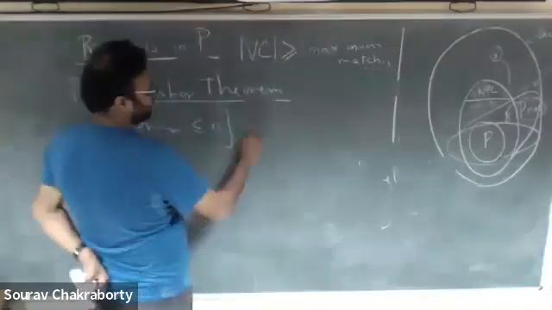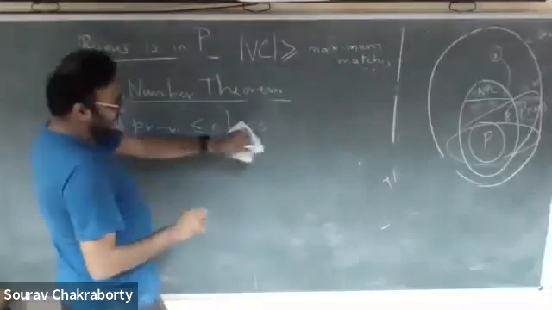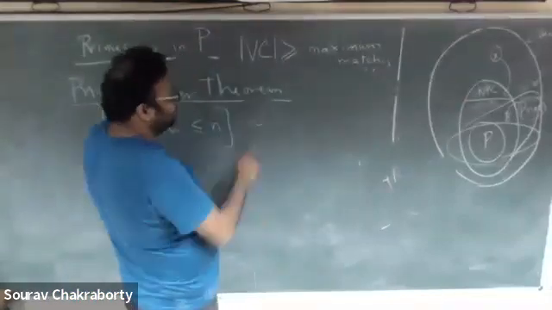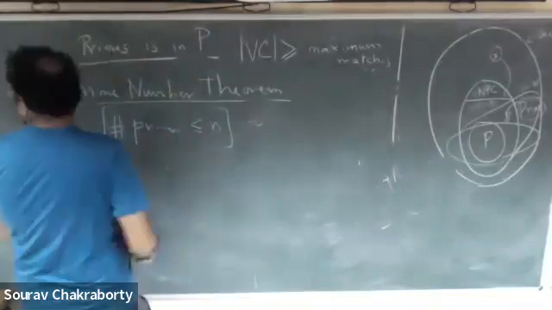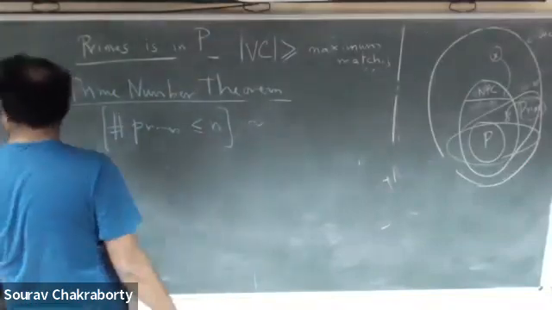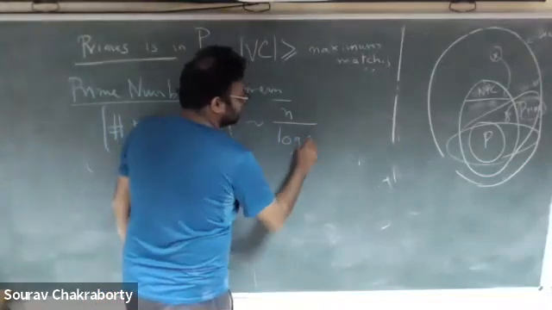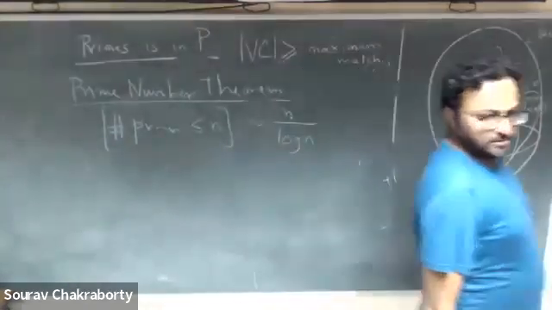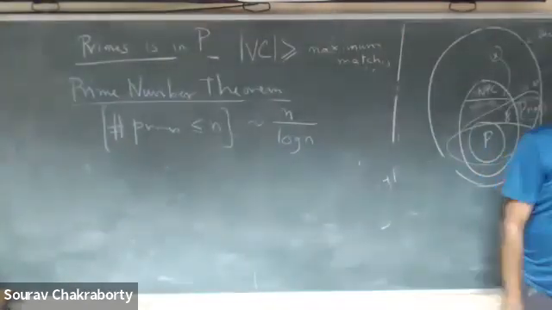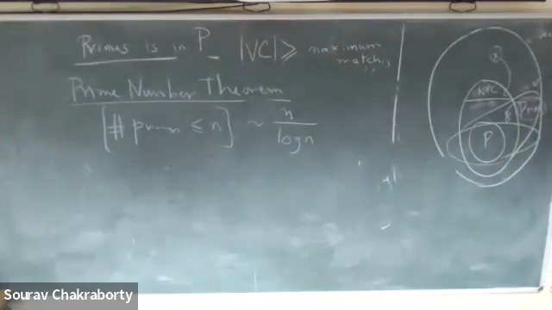Okay, the number of primes less than or equal to n is, in asymptotic notation, actually n by log n. So now what will you do? You know this number, right? It is exactly like if I take a random n-digit number, what is the probability that it is prime?